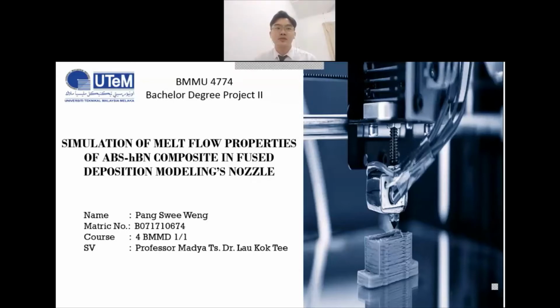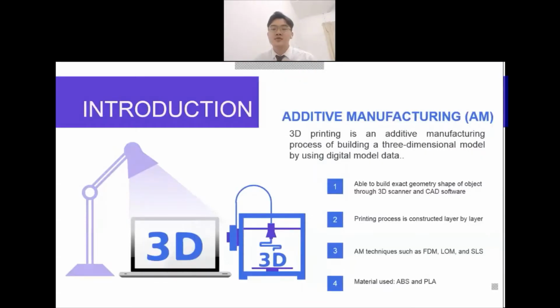My name is Weng, and today I would like to present my final year project, which is titled Simulations of Melt Flow Properties of ABS-hBN Composite in Fused Deposition Modeling's Nozzles. 3D printing is an additive manufacturing process of building a three-dimensional model by using digital model data. There are several examples of additive manufacturing including FDM, LOM, and SLS. The materials usually used in additive manufacturing are ABS and PLA.